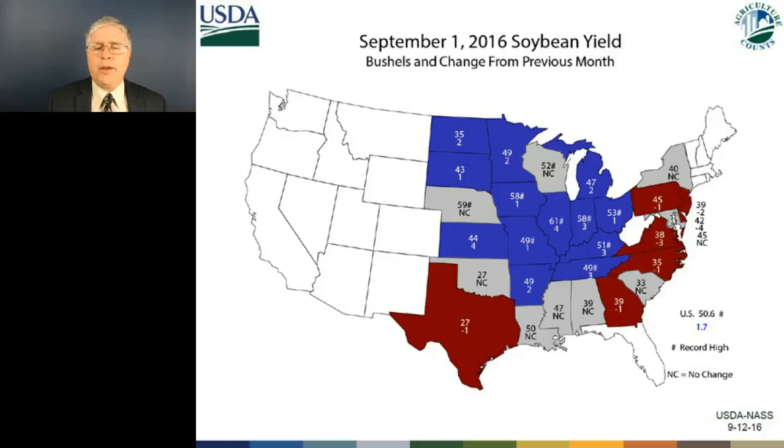We did see some losses in the east and in the state of Texas. No change really across the Delta and most of the south. So the Midwest states, the big producing states, continuing to get bigger, big crop gets bigger. But now let's see what the combines say.